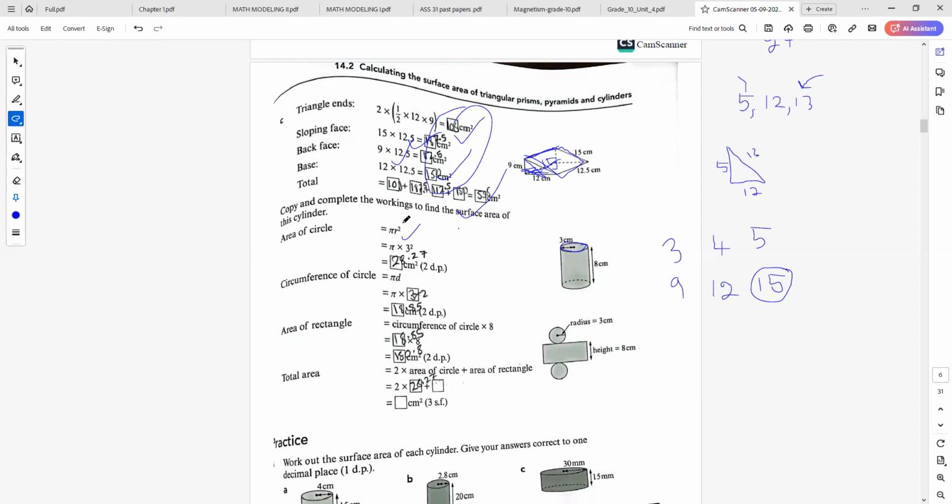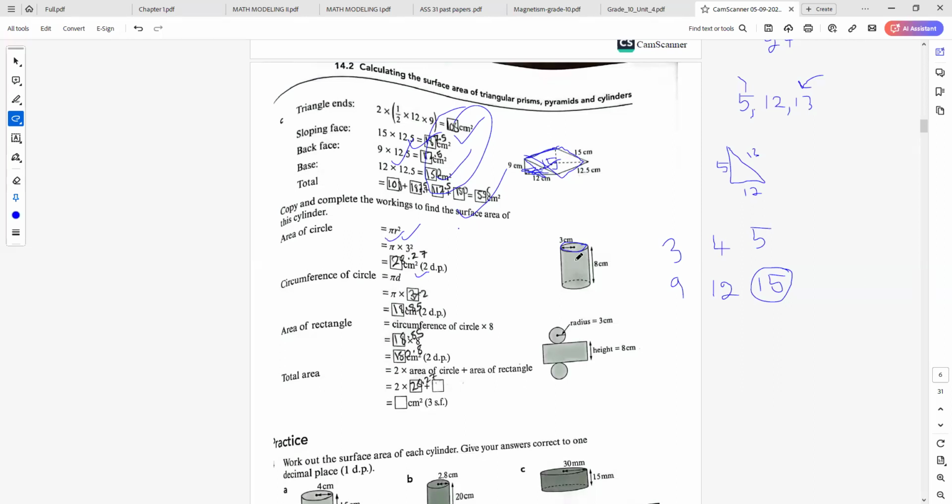Now, in this cylinder, we have two circular faces, and we will have a rectangle also. If we unfold this cylinder, we will have a rectangular face also. So we have to find out the area of a circle, that is pi r squared. So pi into 3 squared, you can use your calculator. Then the circumference of a circle.